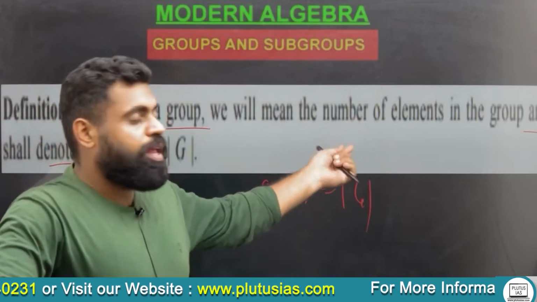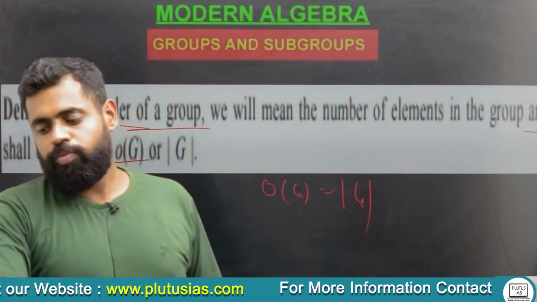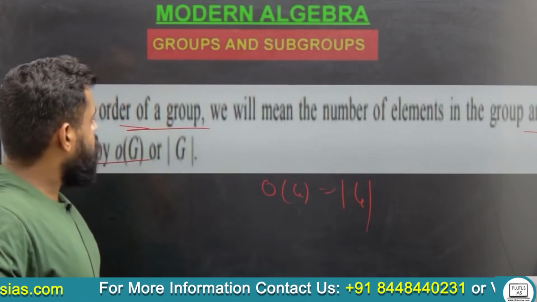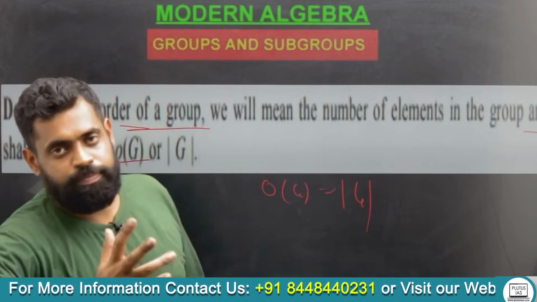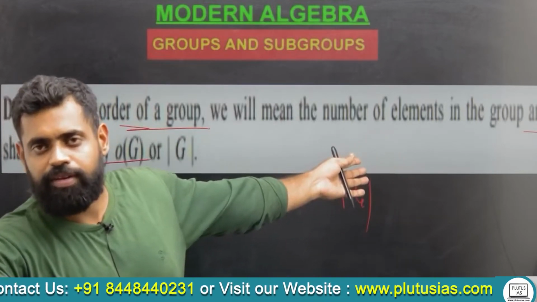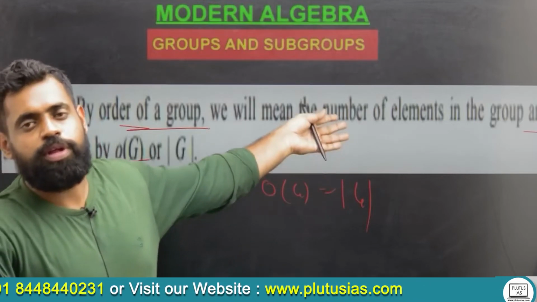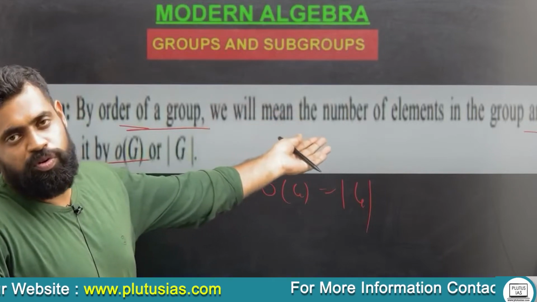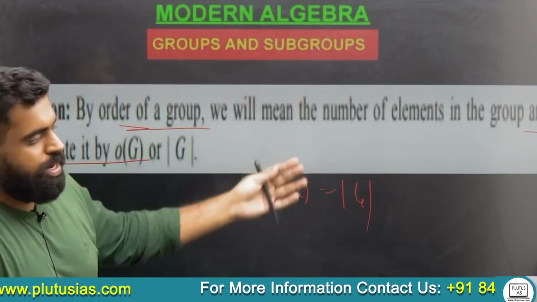See, in the real numbers, what would be the order of that group? That would be infinite, an infinite order. In the case of the earlier example, the nth roots of unity, there it has n roots, so the order of that group would be n.